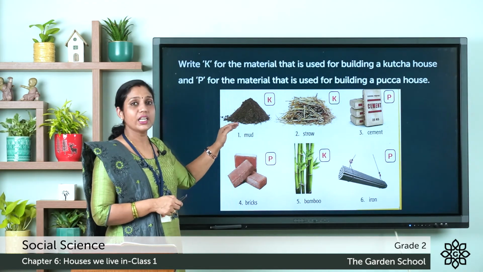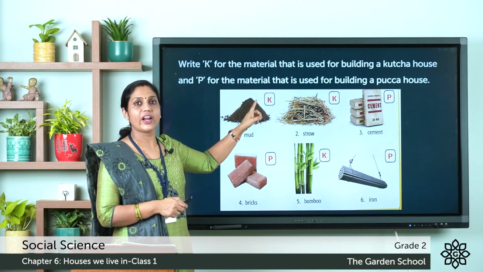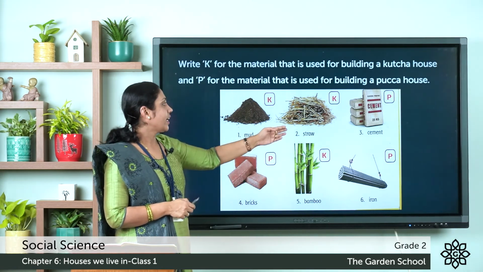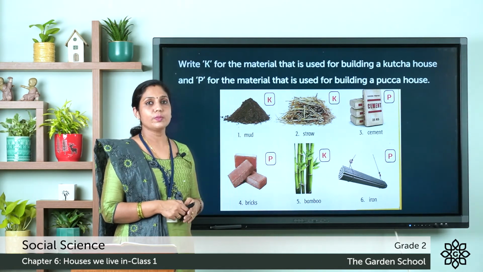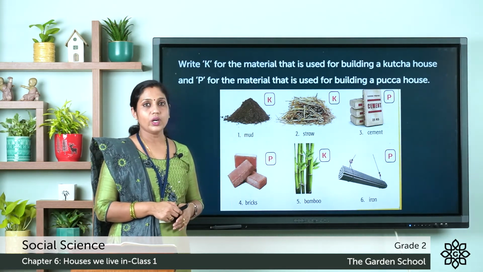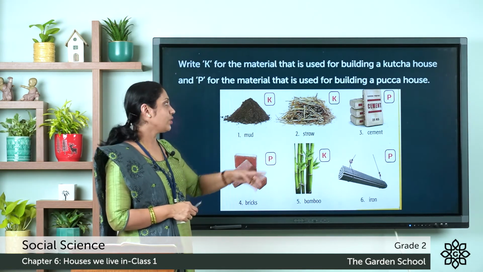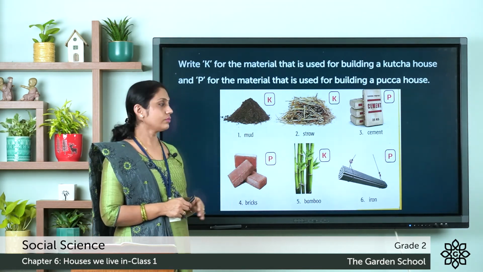So the first one is mud and it is used to build a kacha house. So you can write K. Second is straw. It is also used to build a kacha house. There also you can write K. Third one is cement and cement is used to build a pakka house. So there you can write P.